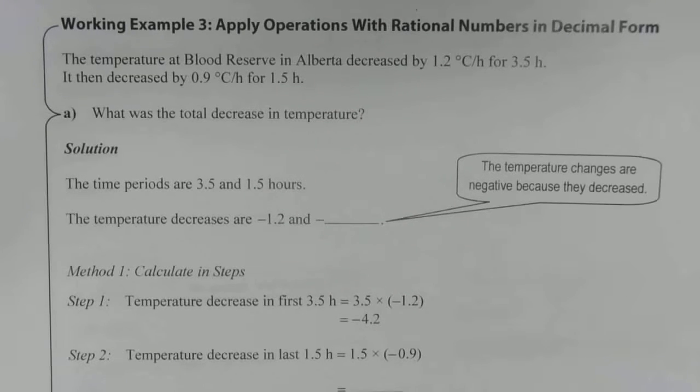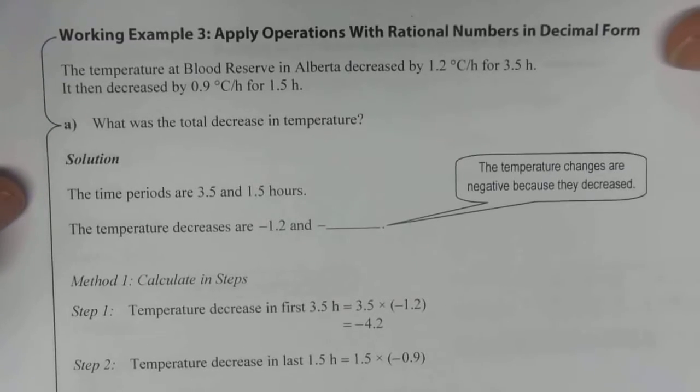Number 3, we're going to apply operations with rational numbers in decimal form. The temperature at Blood Reserve in Alberta decreased by 1.2 degrees Celsius per hour for 3.5 hours. It then decreased by 0.9 degrees Celsius per hour for an hour and a half. What was the total decrease in temperature?